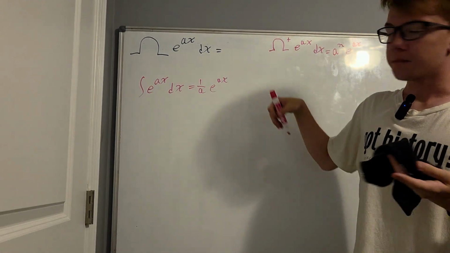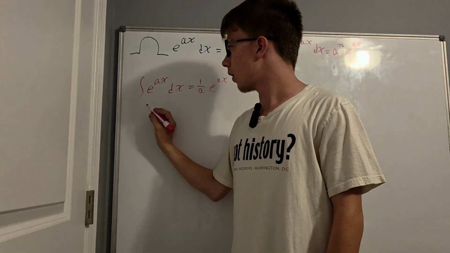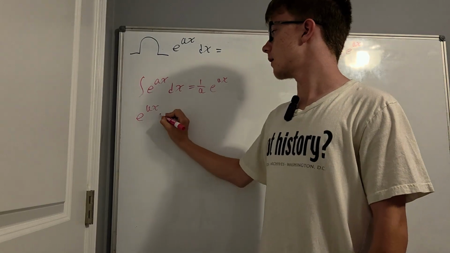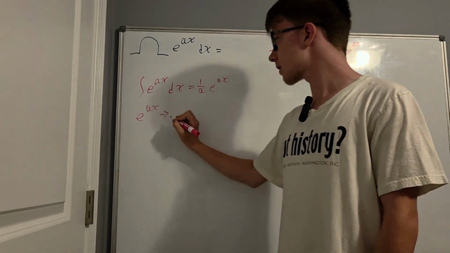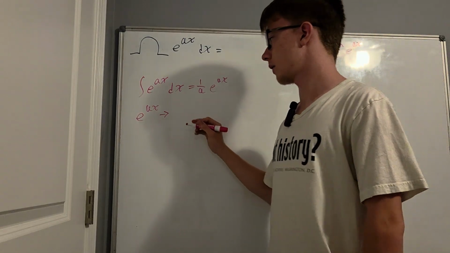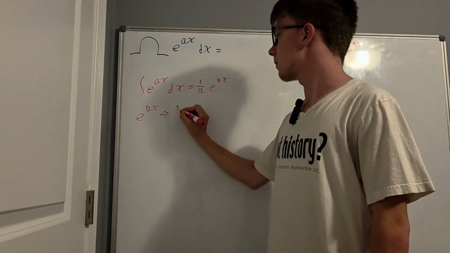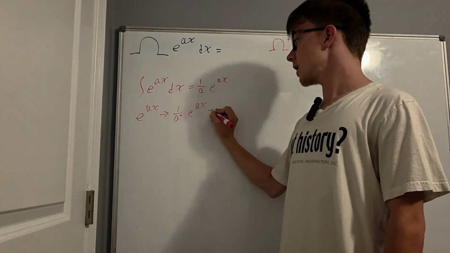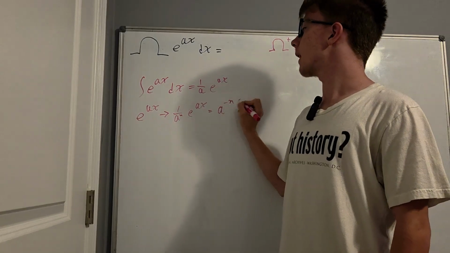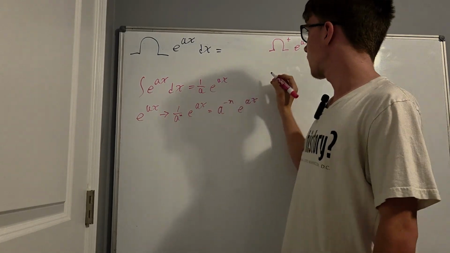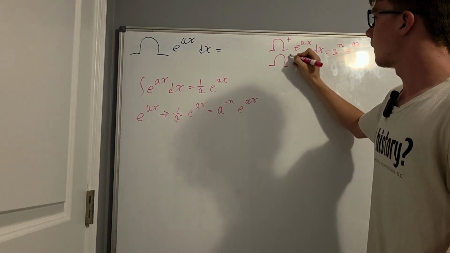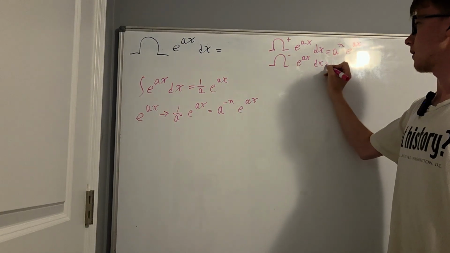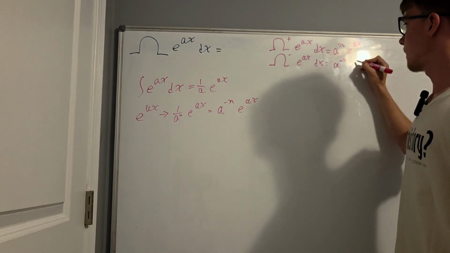Now, it's going to have the same general thing happen. As you take more integrals, antiderivatives, e to the ax is going to go towards 1 over a to the n e to the ax, which is equal to a to the negative n e to the ax. So now, right here, I got the nth antiderivative of e to the ax with respect to x is equal to a to the negative n e to the ax.